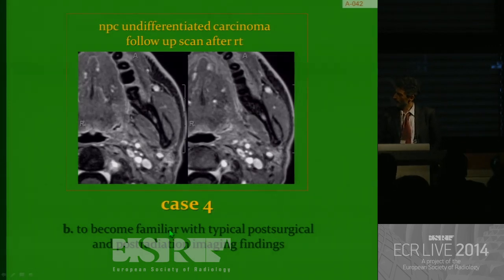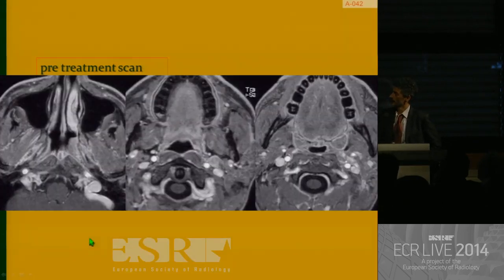Case number 4, we now move to post-radiation imaging findings with the case of a young guy treated for undifferentiated carcinoma. And this is a follow-up scan. Again, this is the pre-treatment scan, a tumor in the left nasopharyngeal wall. And you see also a nodal involvement.